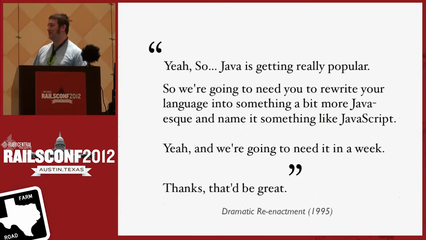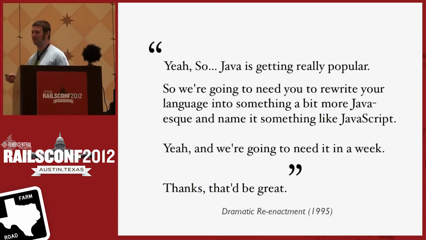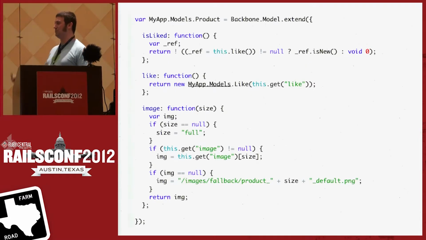And because of those last couple requirements, it needs to look like Java, sound like Java, and we need it in a week, we end up with this. This is JavaScript. This is actually a Backbone model in JavaScript. It looks very similar to Java, for those of you who've ever done Java. It's not a bad language. It's cool. It's got a little extra verboseness to it that I'm not a particularly big fan of. But it works, and it does what we need it to. We've all lived with it all these years.